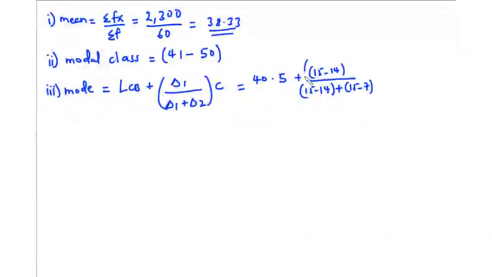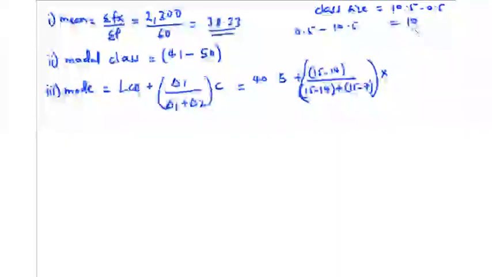And then all this multiplying the class size. Now the class size is basically the difference between the class boundaries. So let's pick a class boundary like 0.5 to 10.5. So basically we want to find the difference between these two. So it is 10.5 minus 0.5, which is 10. So it means that the class size is 10. So we are going to multiply this whole thing by 10.